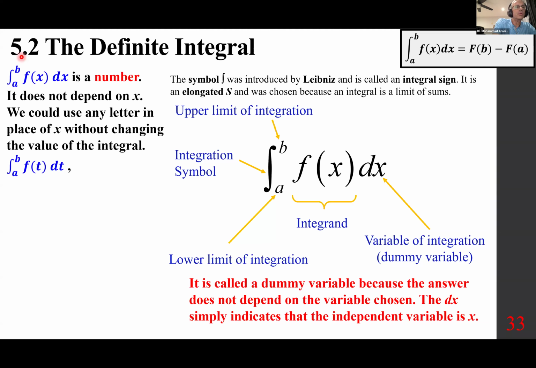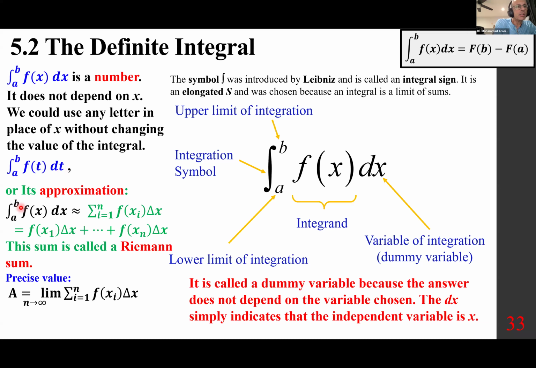The integral of a to b f of x dx is a number. It doesn't depend on x. You could use any letter in place of x without changing the value of the integral. So the integral of a to b, f of x dx or f of t dt or f of m dm, they all are the same.